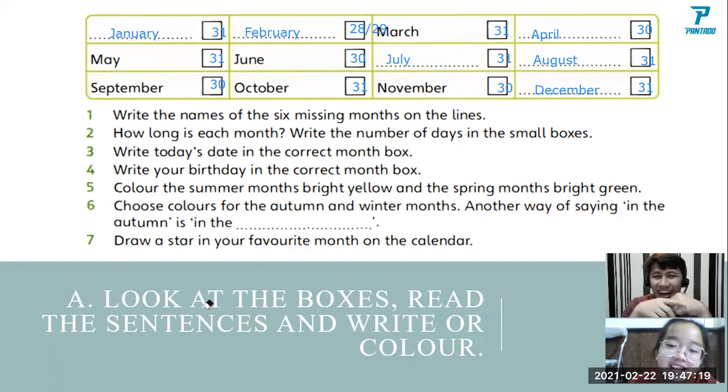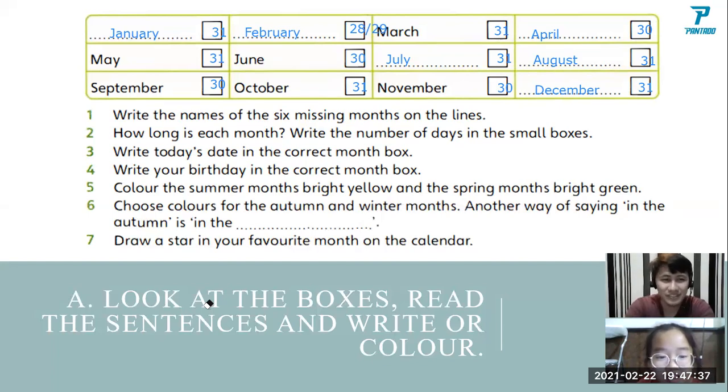So July, August, they have 31. In September, there are only 30 days. Then October, 31 again. November, there are 30. And December, there are 31 days as well. Okay, very good. Good job.